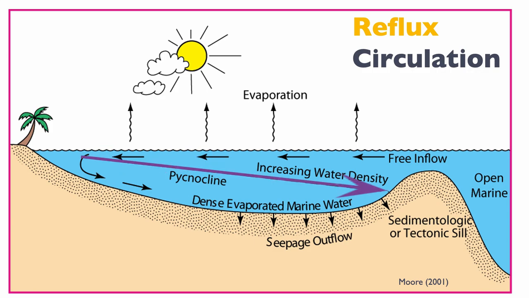And they form what is known as a pycnocline, which is a density-driven differentiation between the top water, which are less dense, and the bottom water that are more dense. And those dense water then flow back towards the sill, towards the open ocean. But of course, because the sill is there, the only way out for those dense water to go, they cannot go up, they're too dense, there's lighter water on top, they cannot displace that light water. So what they do is they have to seep through the sediments. And this is why this type of circulation is known as seepage reflux. Seepage because it seeps through the sediments, and reflux because as the water moves towards the continent, it then refluxes back towards the open marine system.